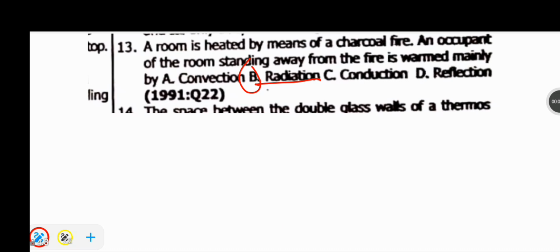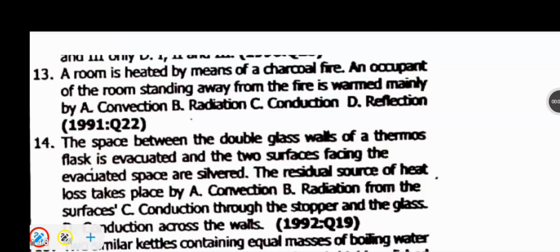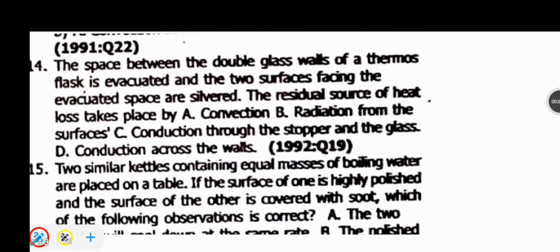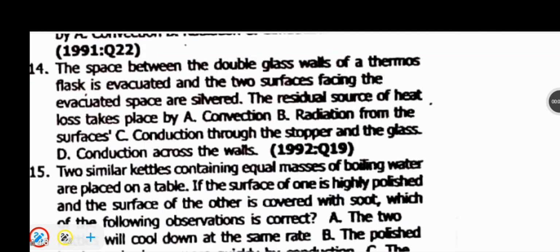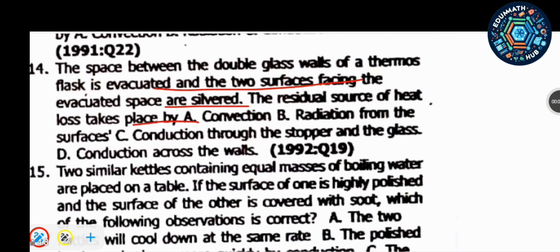So let's take the next set of questions. We have done number 13 already, so number 14 now. The space between the double glass walls of a thermal flask is evacuated, and the two surfaces facing the evacuated space are silvered. The residual source of heat loss only takes place by, you are wondering how will heat be lost since it has been silvered.